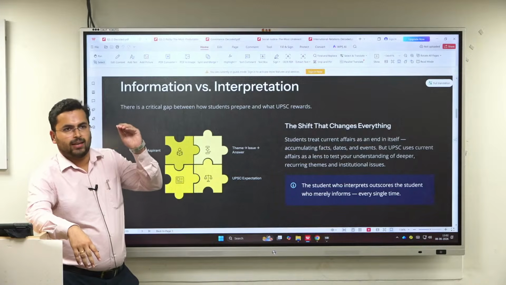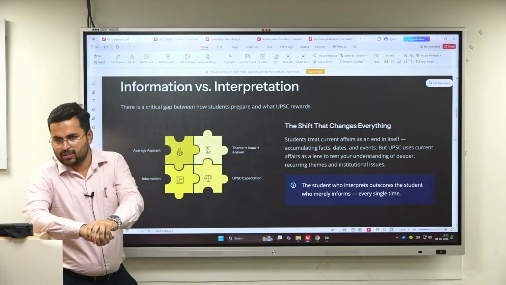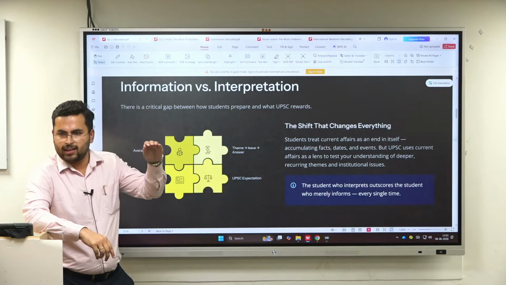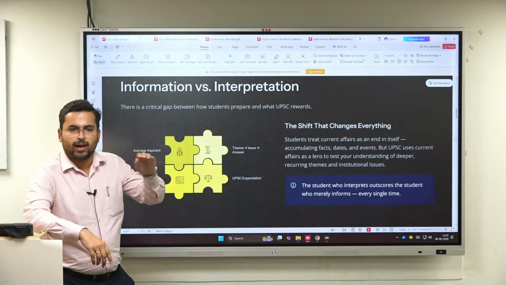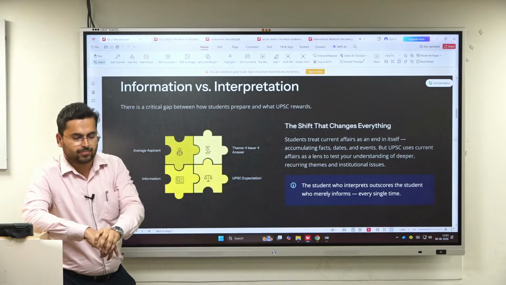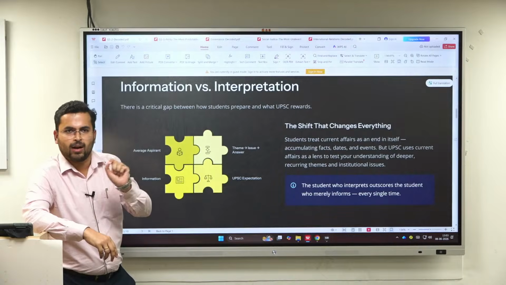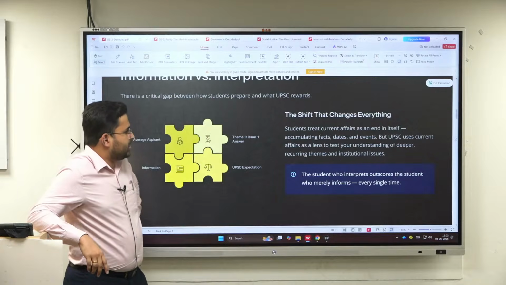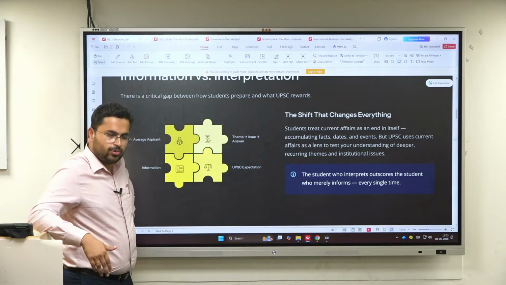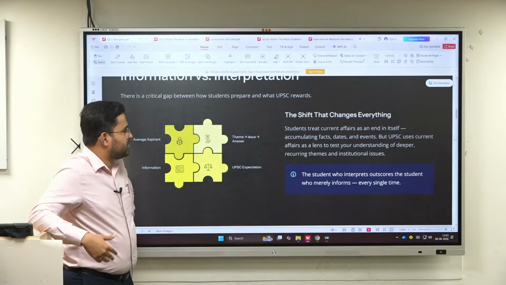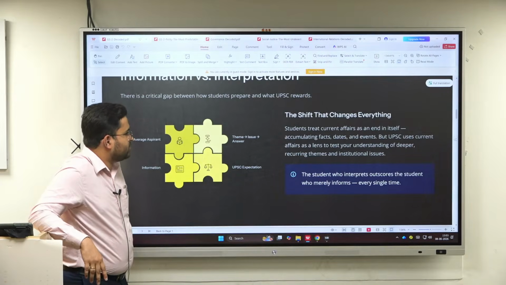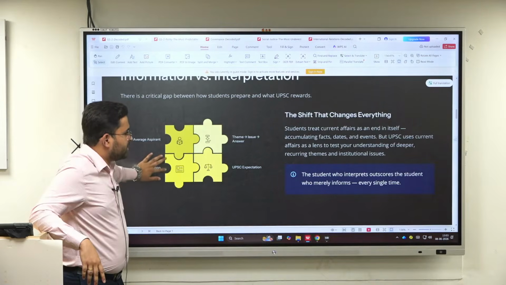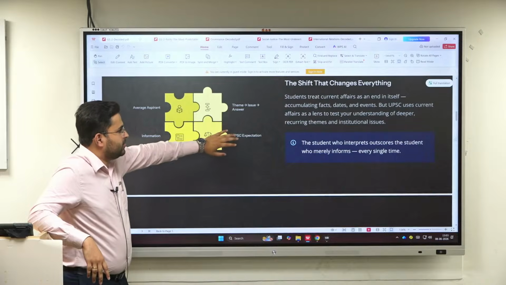You have to ultimately link whatever editorials you study in the paper or current affairs magazine to the syllabus of the paper, look at that with respect to PYQs, and then understand where it actually falls. Students accumulate facts, dates, data, events, etc. But UPSC uses current affairs as a lens to test your understanding of deeper recurring themes and institutions. That's a very important thing.